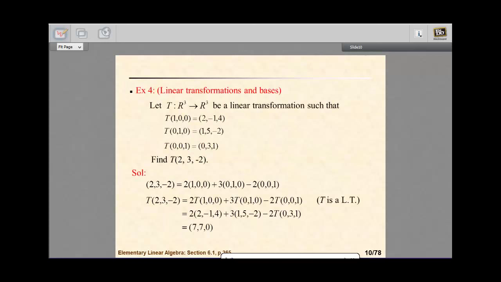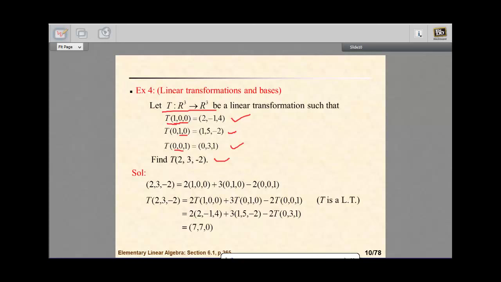A linear transformation and basis. So the second question says: let T from R cube to R cube be a linear transformation, such that these are the standard bases. As I told you, (1,0,0), (0,1,0), (0,0,1) are the standard bases. Here it is given that these transformations are (2,minus 1,4), (1,5,minus 2) and (0,3,1). Find the transformation of (2,3,minus 2). So we have to find the transformation of this (2,3,minus 2).